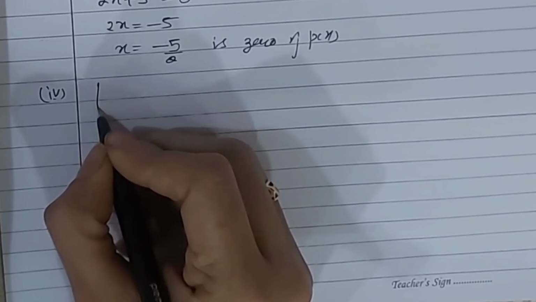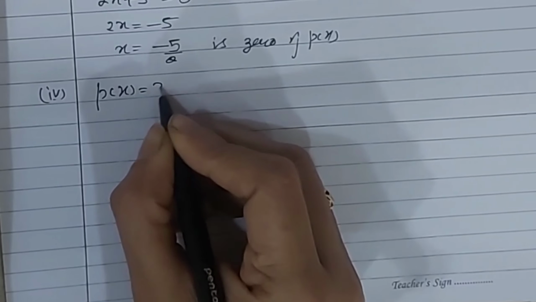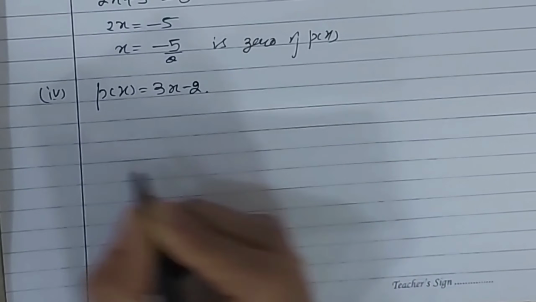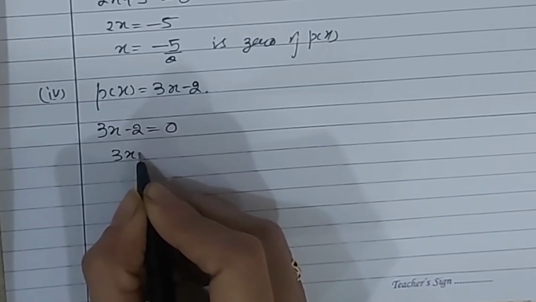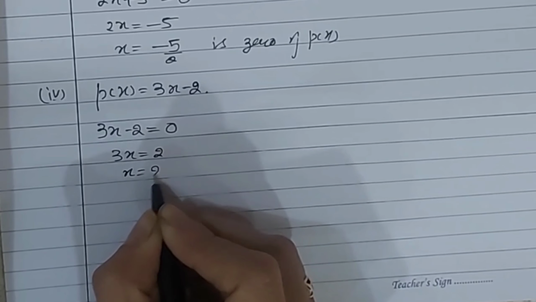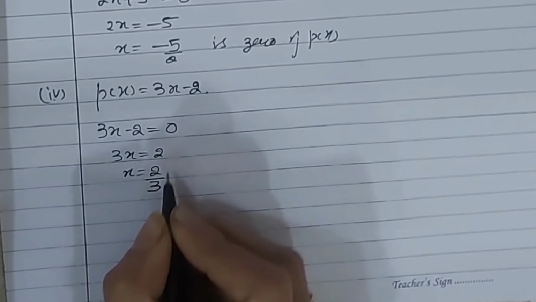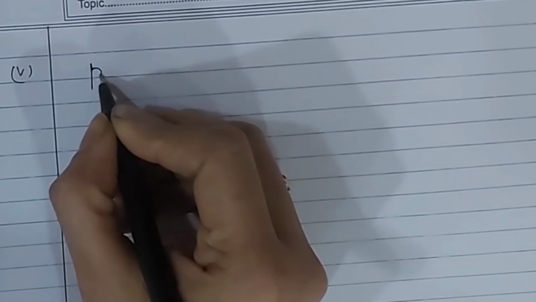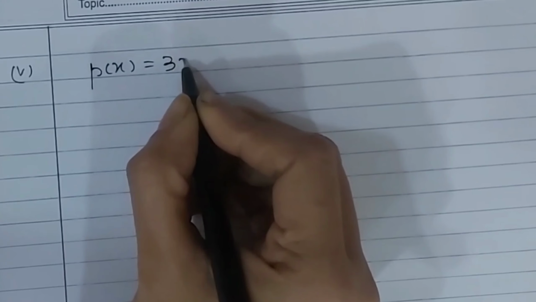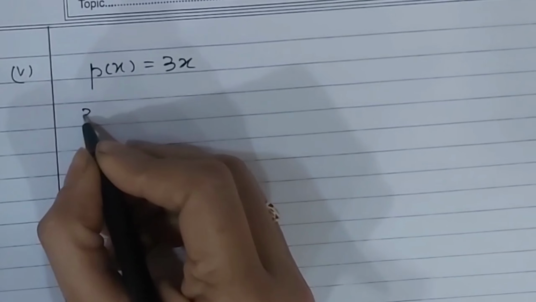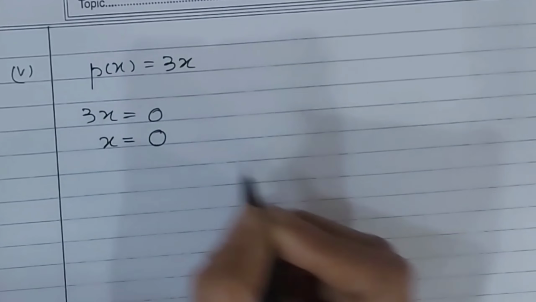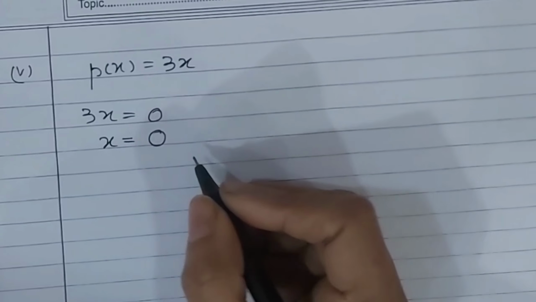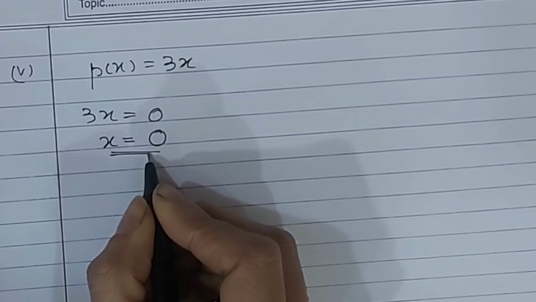Next we have P(x) is equal to 3x minus 2. So we'll equate again equal to 0. We find x is equal to 2 by 3. So it's a 0 of this polynomial, right? The fifth part of this question is P(x) is equal to 3x. So we again put this polynomial equal to 0. So if we put, we get x is equal to 0 because 0 by 3 is 0. So it's a 0 of this polynomial.